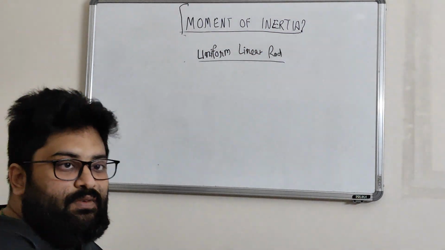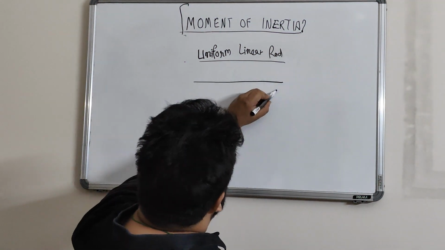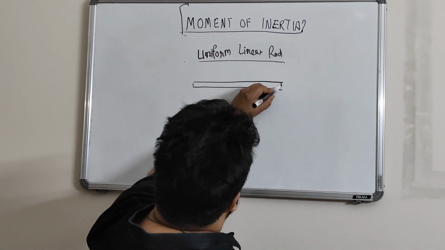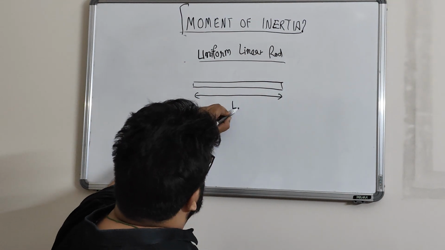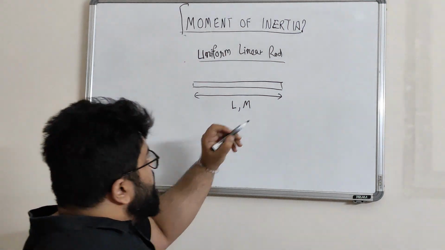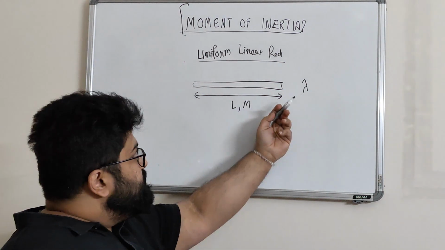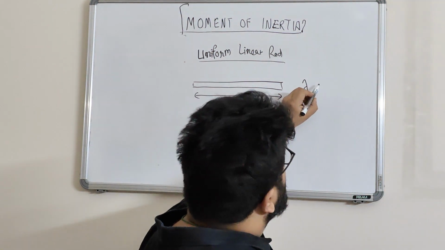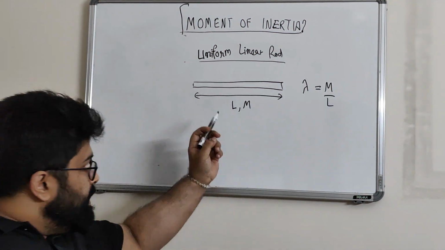Okay, so when we talk about this body, imagine that you have a rod of length L and mass m, and the linear mass density is represented by lambda. So lambda becomes equal to mass by length, that is m by L.